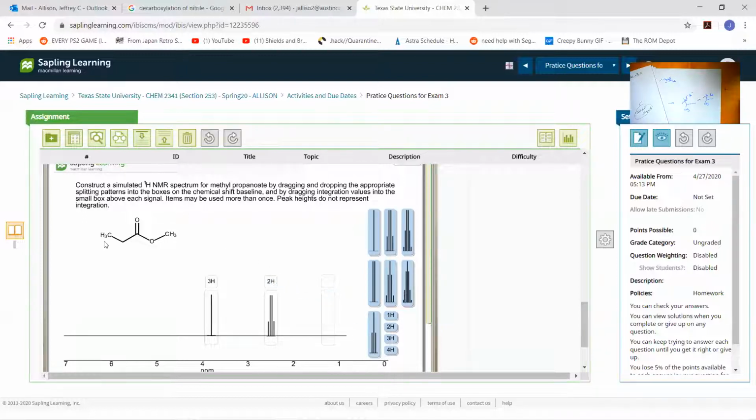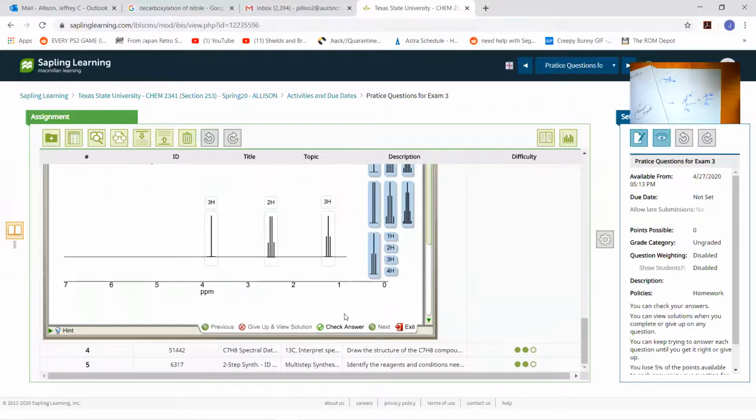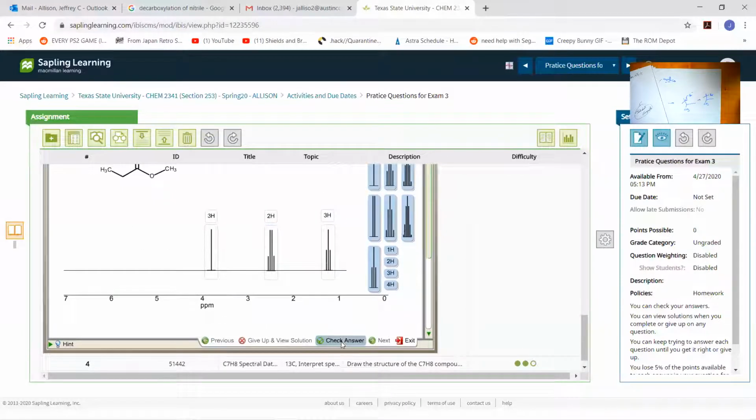Okay, now the last one is going to be this CH3 group here. It's going to be split by those 2 hydrogens. So it should show up as a triplet. Why did I put it up there? Put it down here. There we go. And it's going to associate it with 3 hydrogens. Okay. All right, now I'm going to check my answer.